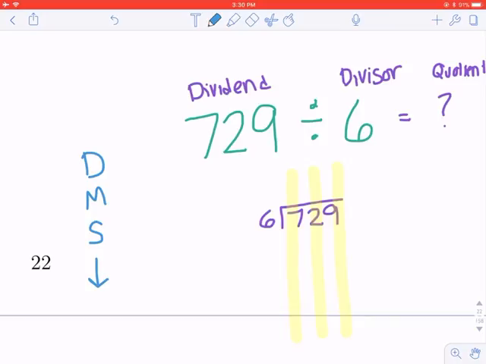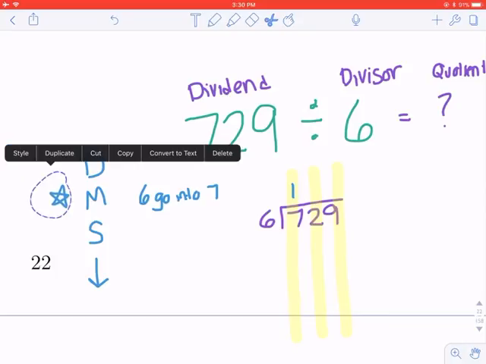So the first question that I'm going to ask myself is how many times does 6 go into 7? The reason is that 7 is the number in the first column that I have highlighted. I'm ignoring the 2 and the 9 for now. 6 goes into 7 1 time. So that's my division step. And I haven't even touched the 2 or the 9 yet. I need to go through divide, multiply, subtract, and bring down before I get to move over to my next column.